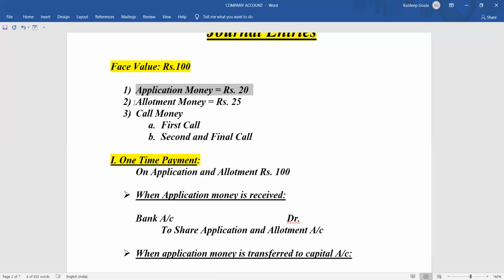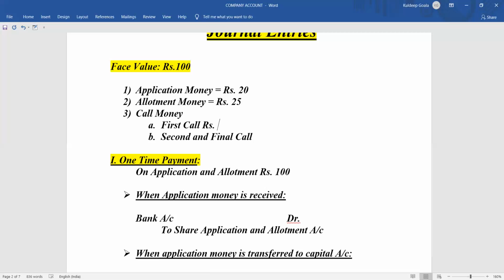ठीक है. Then after allotting the shares, at the time of allotment also the company may ask for some amount of money that will be called allotment money. Okay, allotment money. Out of 100 rupees, 20 rupees has been received at the time of application, 25 has been received at the time of allotment. 45 ho gaya.